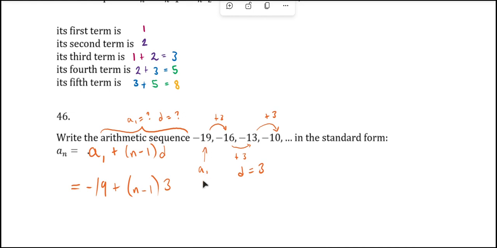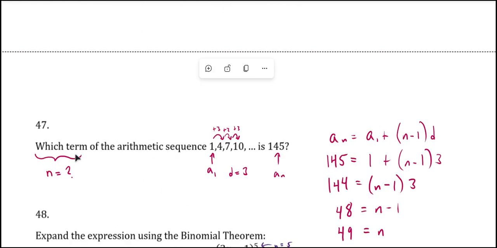We identify the first term and the common difference, and then our arithmetic sequence can be written as such. Similarly here, they want to know which term in an arithmetic sequence gives me some particular value, and to do that, we want to plug in what we know into the standard form, and then solve for n itself. This will tell me which term in the sequence will have that value. So here I have 145 is equal to 1, our first term, plus n minus 1 times 3. And just solving this fairly simple linear equation, we get 49 for our value of n.